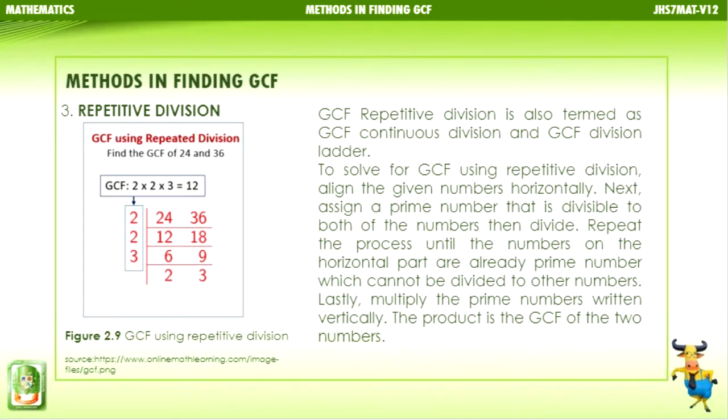Three. Repetitive division. GCF repetitive division is also termed as GCF continuous division and GCF division ladder. To solve for GCF using repetitive division, align the given numbers horizontally. Next, assign a prime number that is divisible to both of the numbers, then divide. Repeat the process until the numbers on the horizontal part are already prime numbers which cannot be divided to other numbers. Lastly, multiply the prime numbers written vertically. The product is the GCF of the 2 numbers.